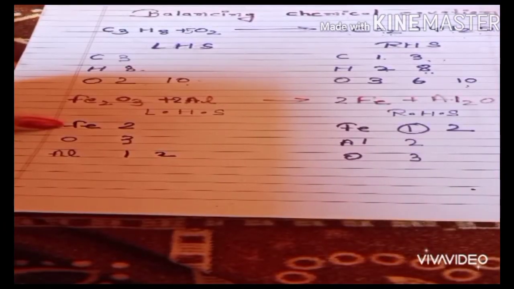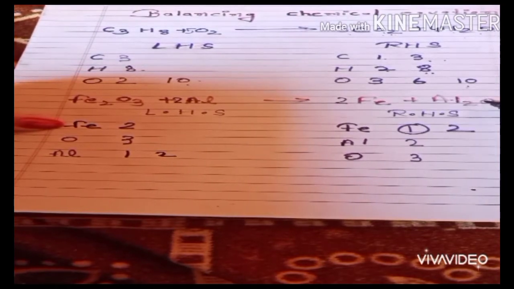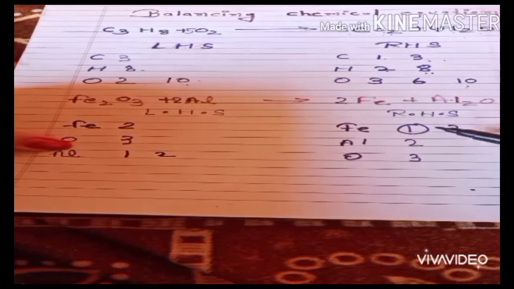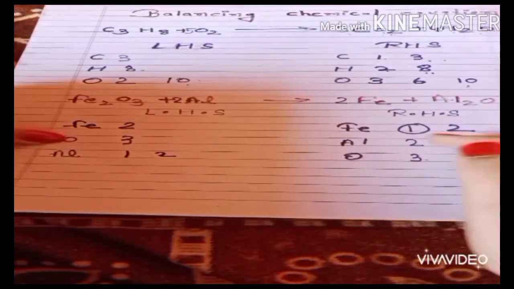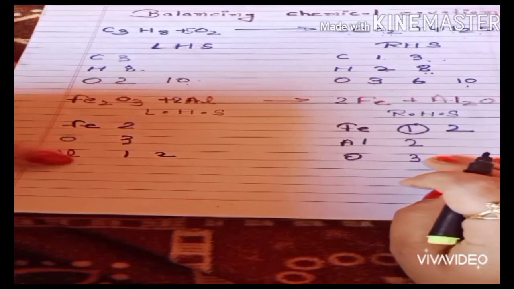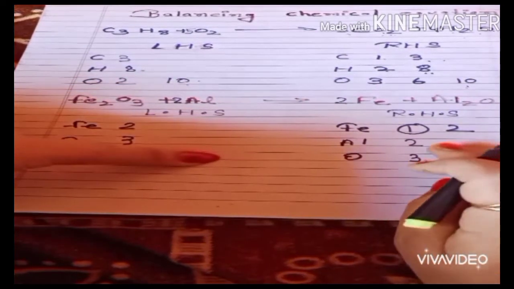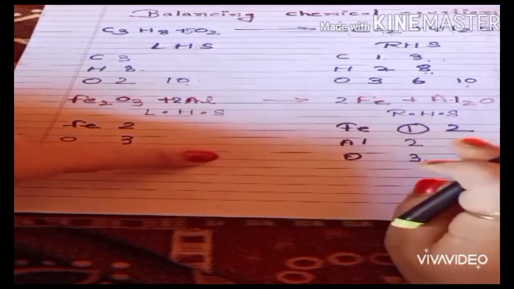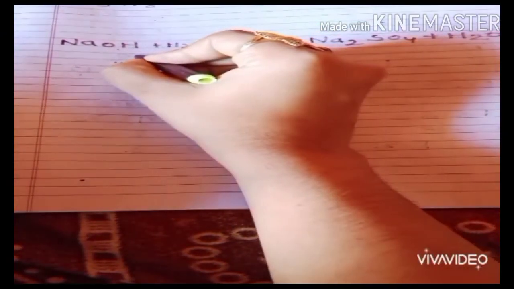Now compare. Iron, you have 2 on LHS, 2 on RHS. Oxygen, you have 3 on LHS, RHS is also 3. Aluminum is here 2, and aluminum is here 2 also. So it is balanced. Now let's take another example. What is my first step? My first step is to write here LHS and write here RHS.